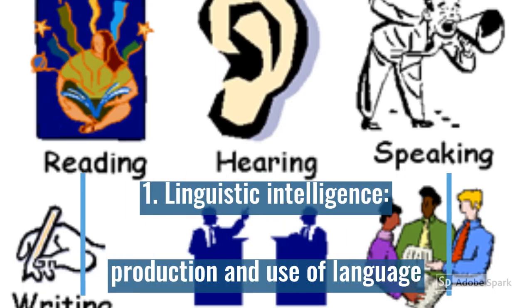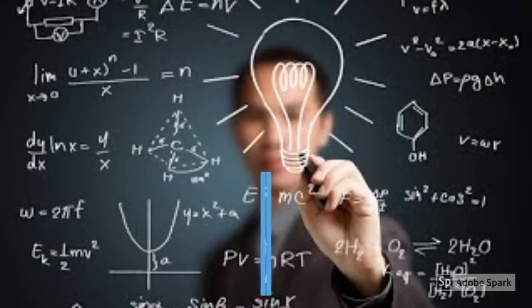Linguistic intelligence is the first under the theory of multiple intelligences. This refers to the capacity to use language fluently and flexibly to express one's thinking and understand others. Poets and writers are very strong in this component of intelligence.